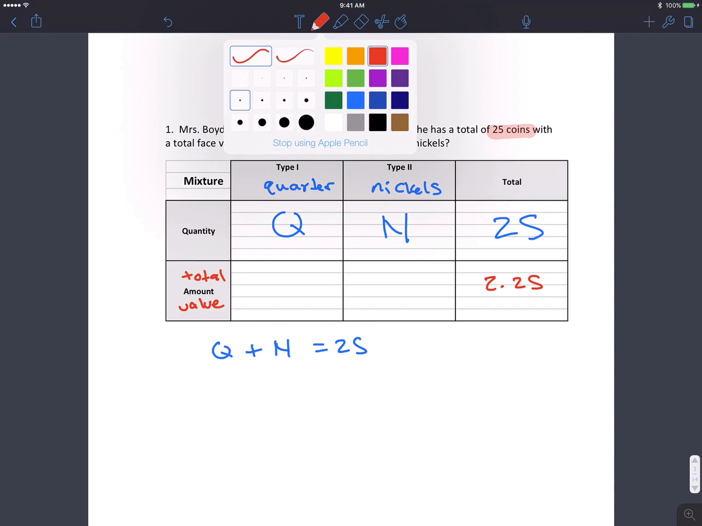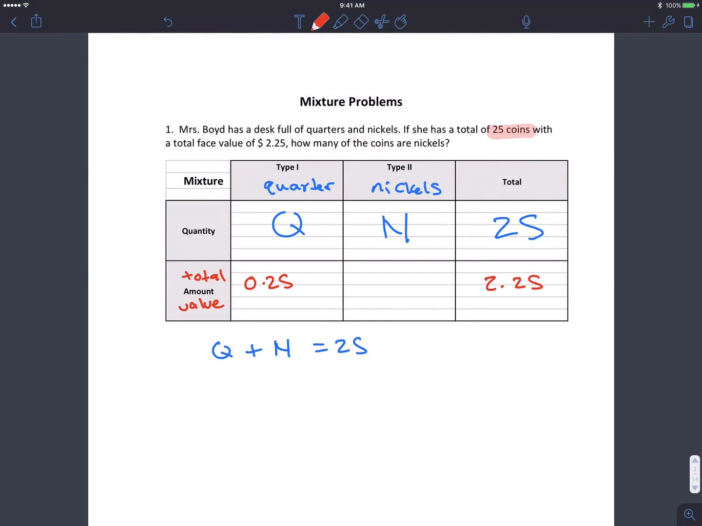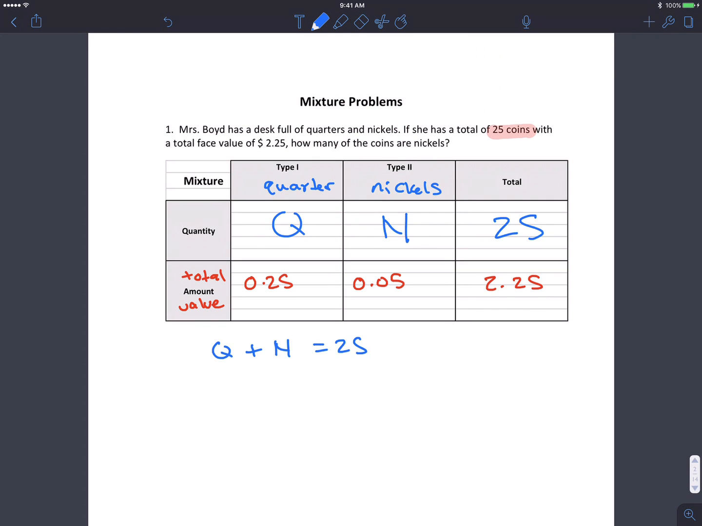The total value is $2.25. Now let's remember that the value of a quarter is 0.25 and the value of a nickel is 0.05. So if I take the number of quarters times 0.25 and the number of nickels times 0.05, it's going to have a total value of 2.25. This equation is 0.25Q plus 0.05N equals 2.25.